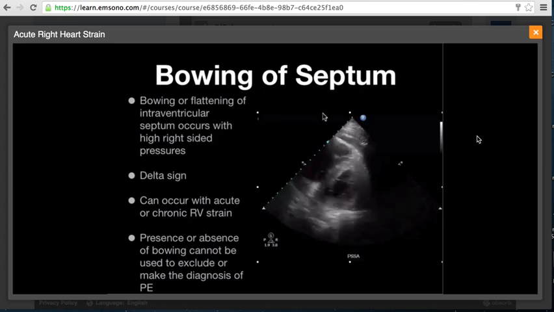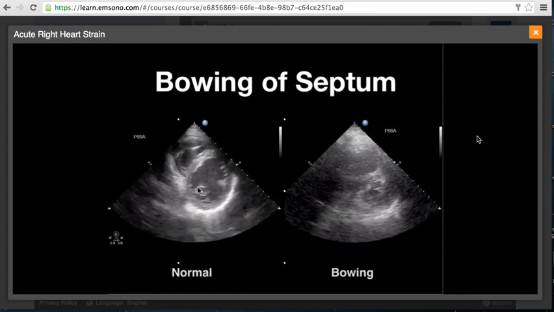Next, let's look at bowing of the septum. Bowing or flattening of the interventricular septum occurs with high right-sided pressures. They call this a delta sign because the left ventricle appears to be D-shaped. Now, this is something that can occur with either acute or chronic RV strain. So the presence or absence of bowing cannot be used to exclude or make the diagnosis of PE. It's just one more piece of the puzzle when you're clinically evaluating these patients.